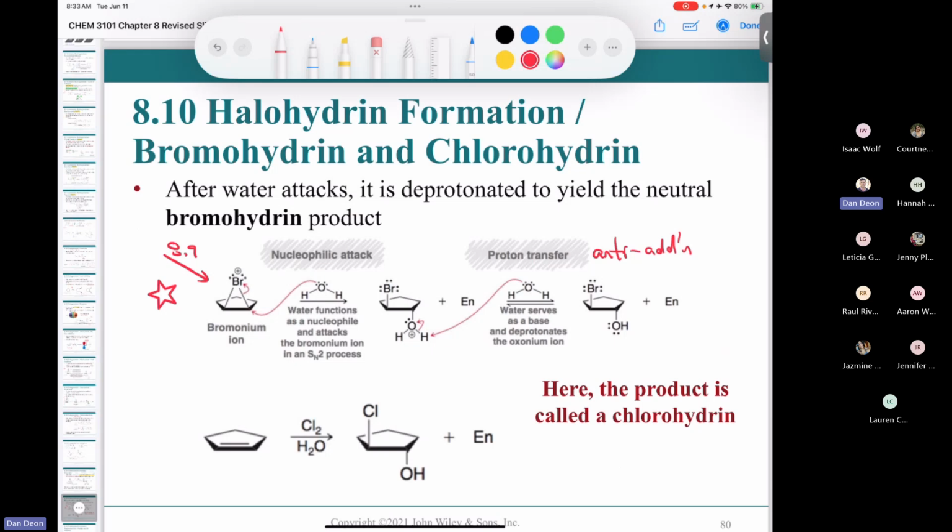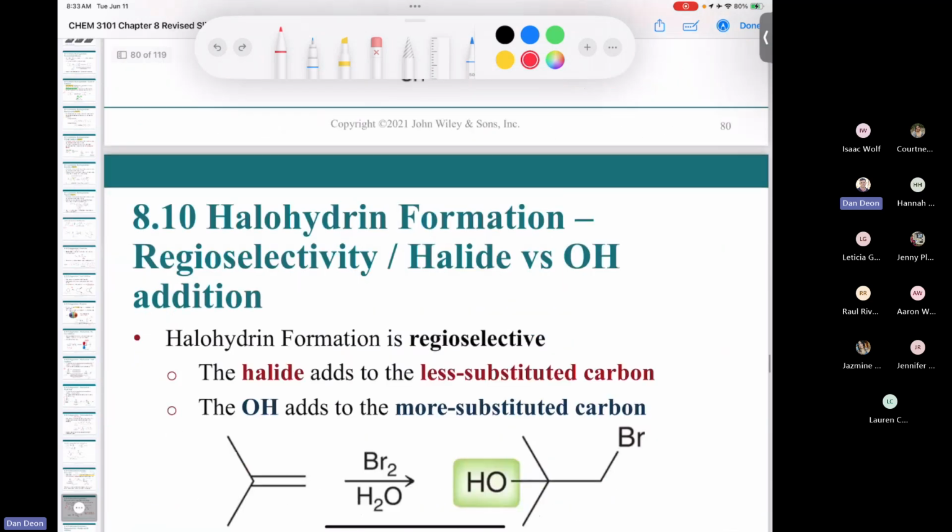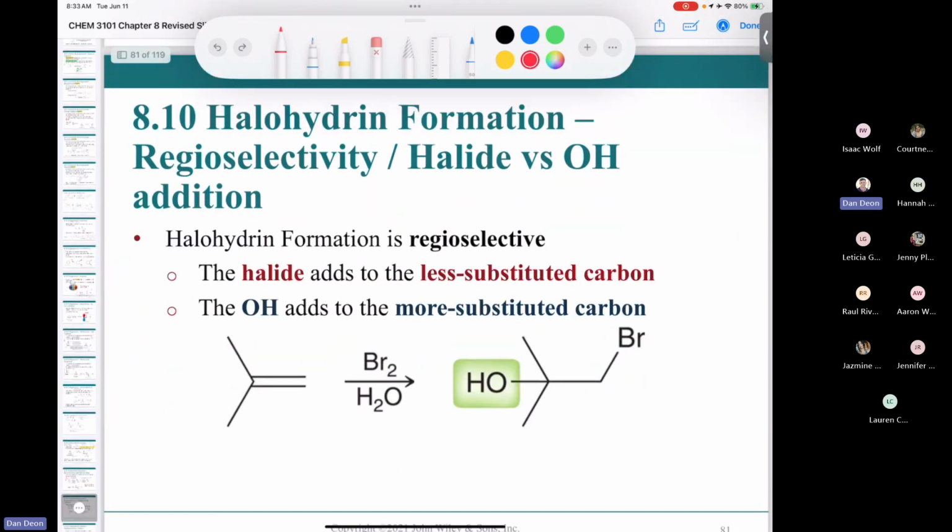However, what would happen if I had an unsymmetrical alkene? What would happen if you had a methyl group here? It's kind of interesting. If you have an unsymmetrical alkene, the regioselectivity is this: the halide, meaning chlorine or bromine, goes to the less substituted carbon, and the hydroxyl group goes to the more substituted carbon. Now, I've taught this class long enough to know that a lot of students just memorize this. However, the textbook does provide us with a rationale.